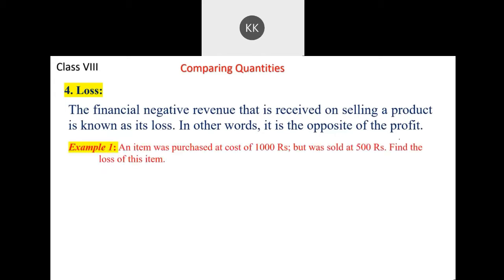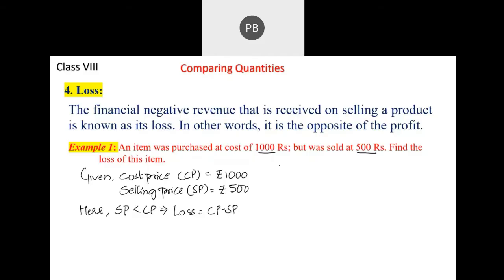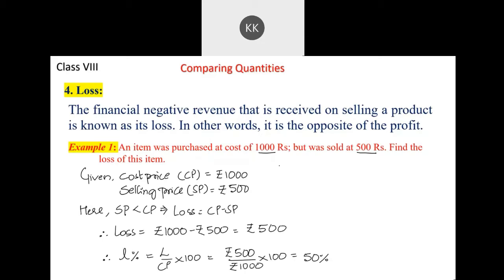Here we have a question to find loss on the item. An item was purchased for rupees 1000, but it was sold for rupees 500. So here there will be 50% loss. Let's see. Cost price is 1000. Selling price is 500. So the loss is 500 rupees. Loss percent is 50%.